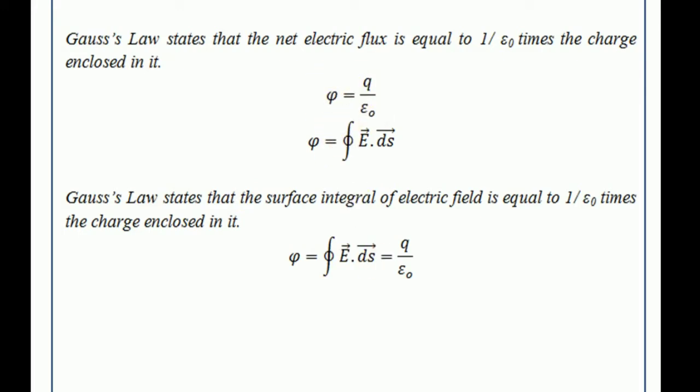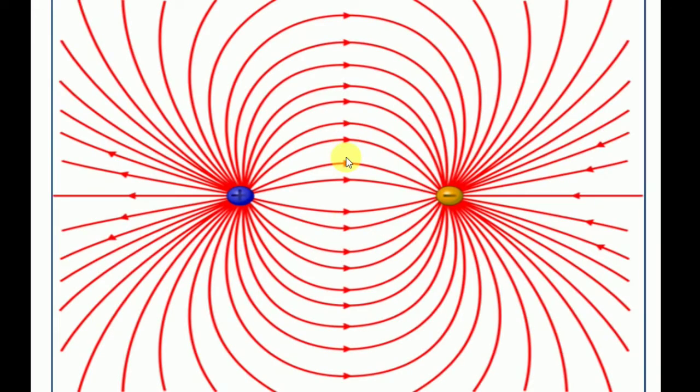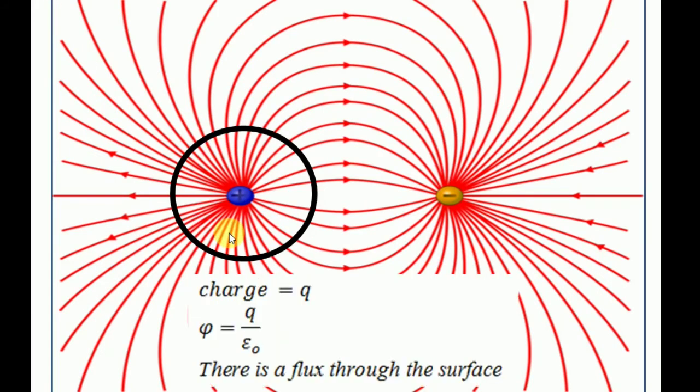Now let me explain this with the diagram. This is an electric dipole. Suppose you consider a closed surface which is enclosing the charge out here. Here you can see charge is plus Q and flux is Q by epsilon naught. So there is a flux through this surface.